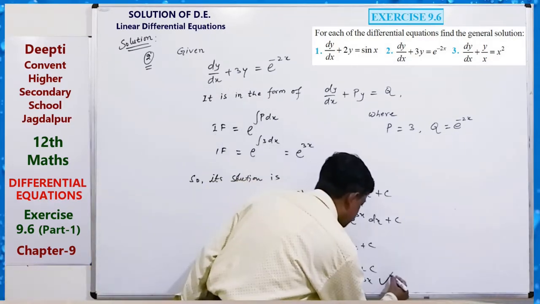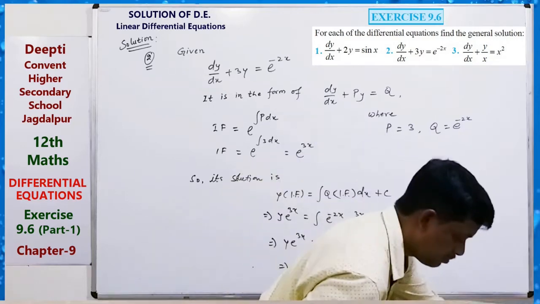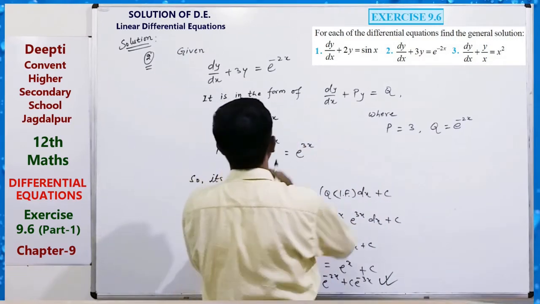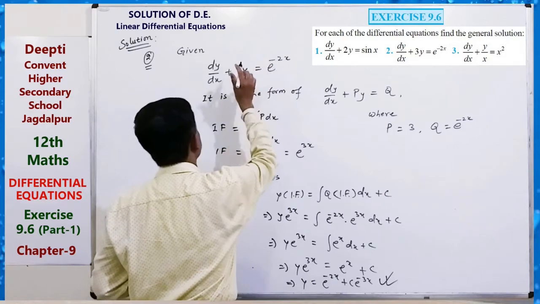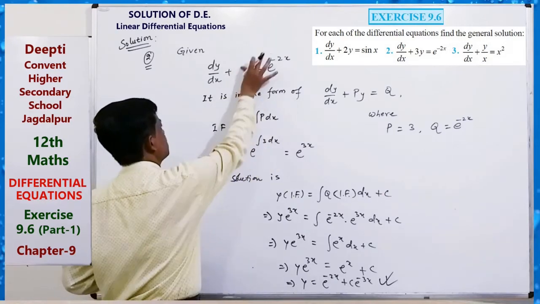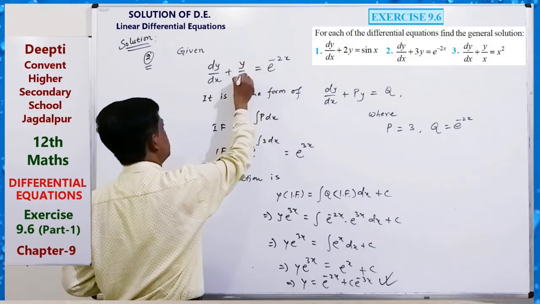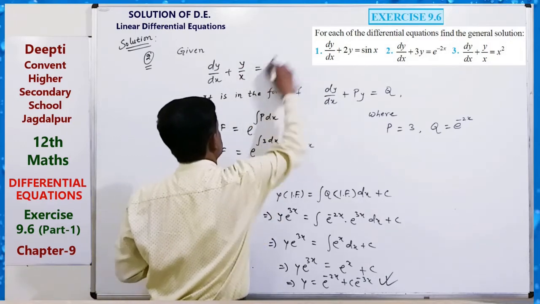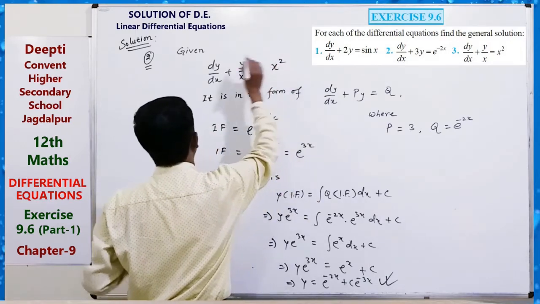Okay, so very simple. Third question, y by x, y upon x, and here x square. Question third.